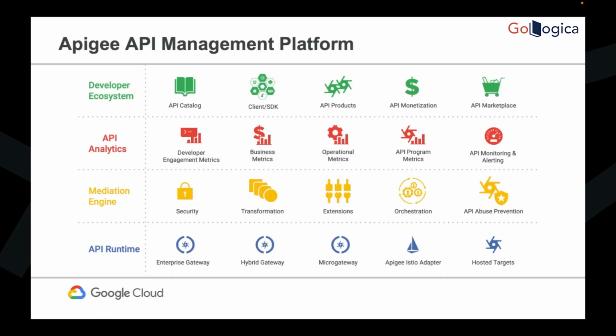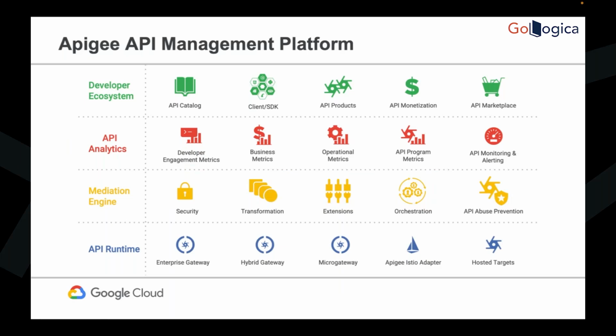Now the Apigee platform features are classified into four different categories. The first category is the developer ecosystem. Previously Apigee used to provide a portal. Now they have made it open source. Apigee doesn't maintain the portal anymore.